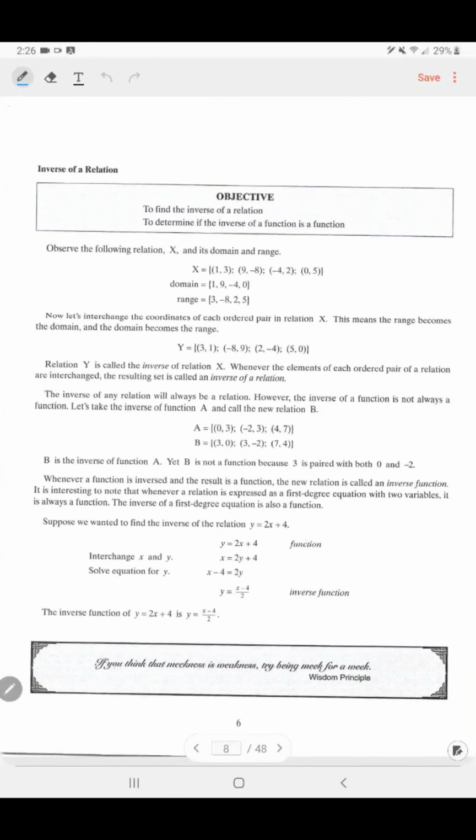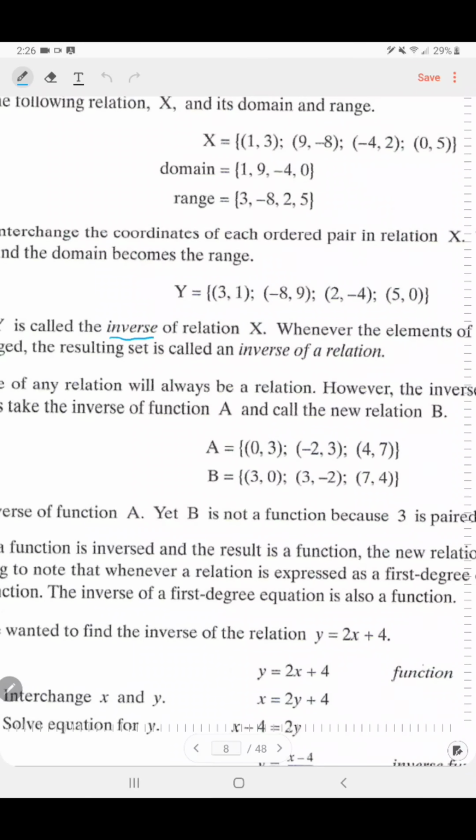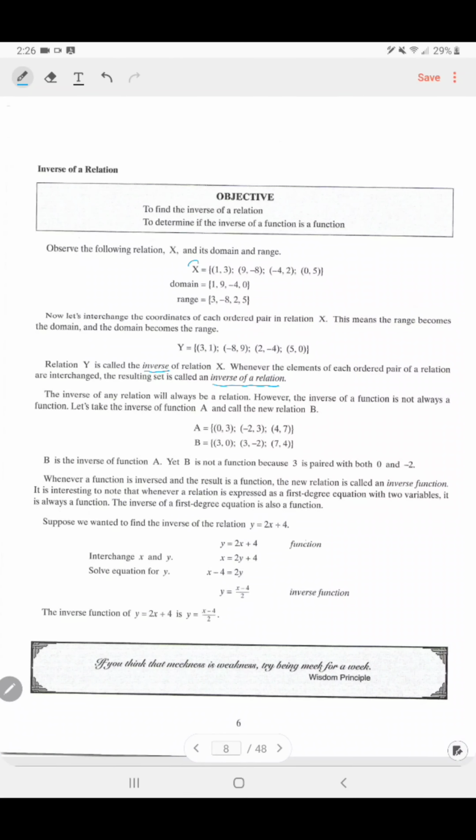Okay, so for this page, they are explaining inverse and inverse relation. So this is relation X, relation Y. What they want you to do is take this and turn it into this. How do you do that?